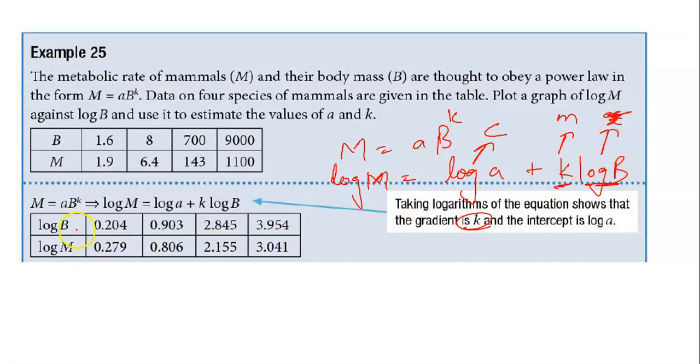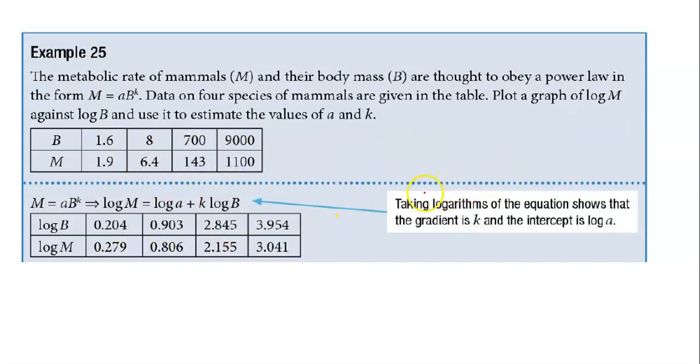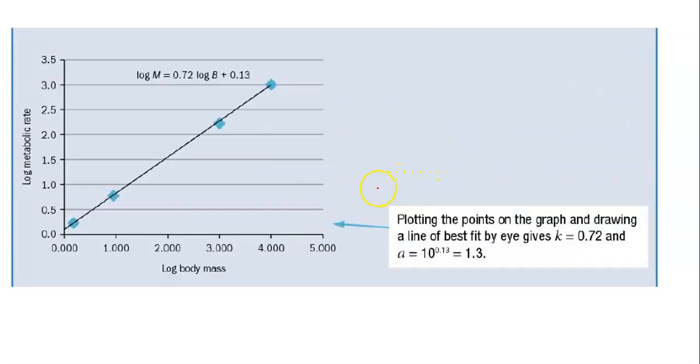Now you take the values of log B, whatever values are given to you, use your calculator and then find log M of these values. Then you will get these respective values. Now let us go for the graph. Log of body mass, that is B, and log of metabolic rate. When you plot the graph, you will get a straight line. Can you see this straight line? All the 4 values are plotted over here.